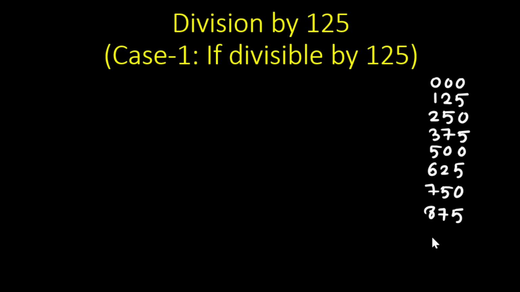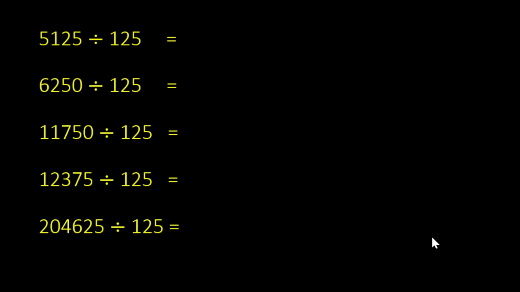So if you find any number which is divisible by 125, it is very easy to divide by 125. Let us follow the method here. 5125 divided by 125. How to decide whether this number is divisible by 125 or not? Last 3 digits are 125. Definitely it is divisible by 125.